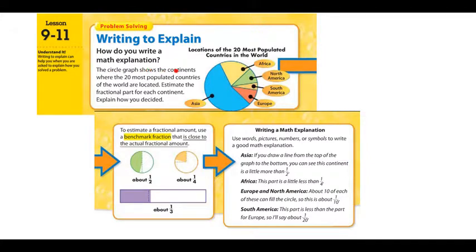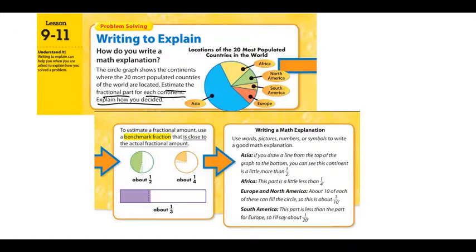The circle graph shows the continents where the 20 most populated countries of the world are located. Estimate, I'm going to underline that, estimate the fractional part for each continent. And then it says explain how you decided. Okay, so as I'm looking at the circle graph, I'm noticing that Asia covers most of the circle. It looks like Africa is next, North America, Europe are pretty similar, and then South America.